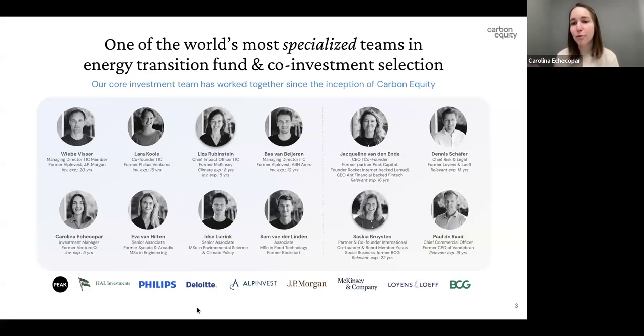And of course, we get support from the broader carbon equity platform, where you see some of the other people here on the screen. So this team has been working together, at least the core team, since the inception of carbon equity. We haven't had any people leaving, so we're quite used to working together, and we've been fully focused on the climate and energy space ever since. So that's given us a lot of time to build up our specialist knowledge.